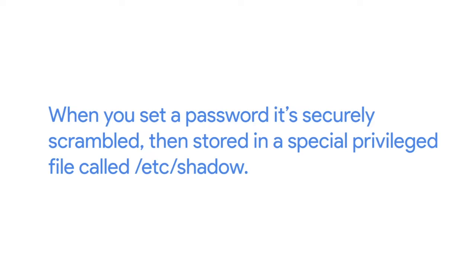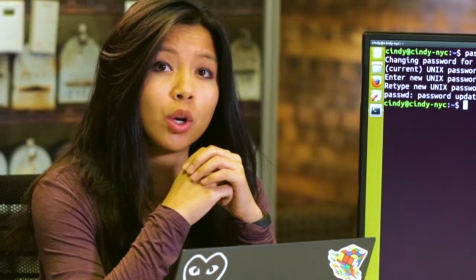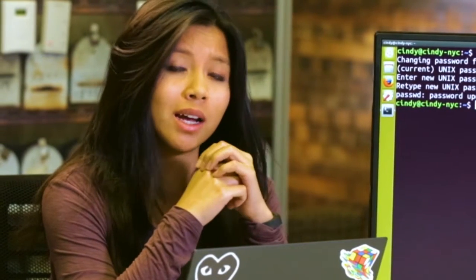When you set a password, it's securely scrambled, then stored in a special privileged file called /etc/shadow. This file can only be read by root to keep away prying eyes. Even if you did have access, you wouldn't be able to descramble passwords found in here.